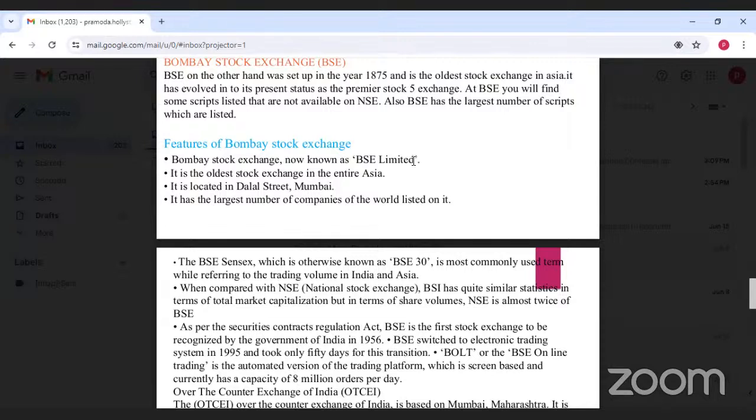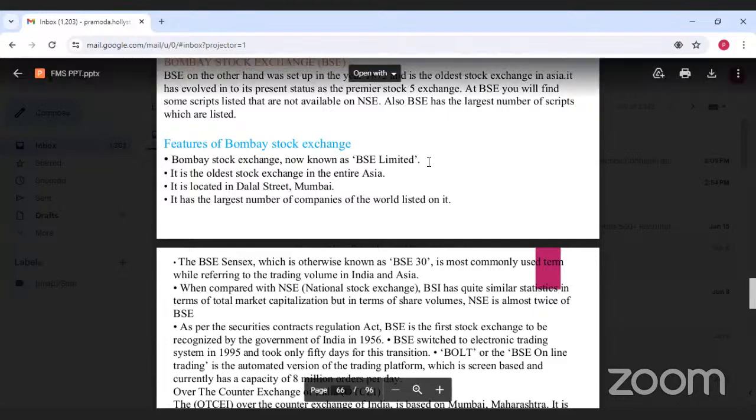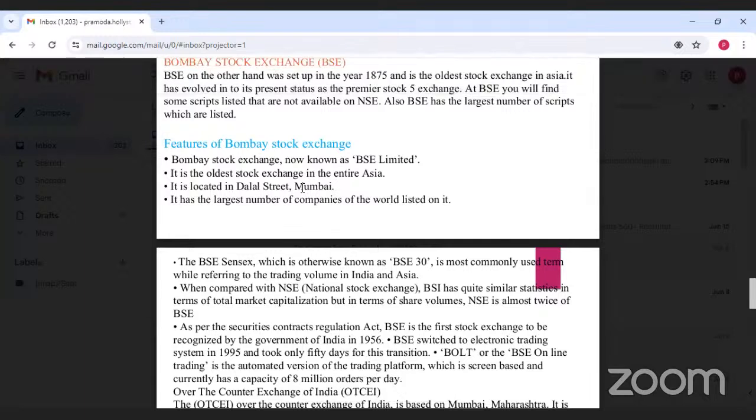And this is a very dangerous stock exchange also, because participants or people are under the impression that it is a stock exchange where a lot of fraud and manipulation takes place. Now, as I said, it is known as BSE Limited, Bombay Stock Exchange, the oldest stock exchange in the entire Asia, and it is located in Dalal Street of Mumbai. It has the largest number of companies in the world listed on it. Okay.